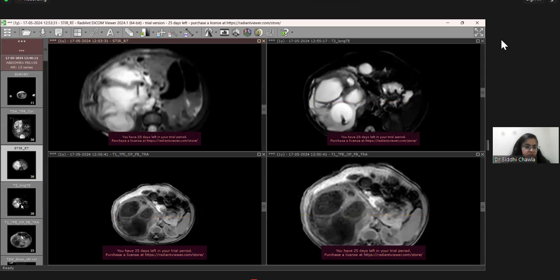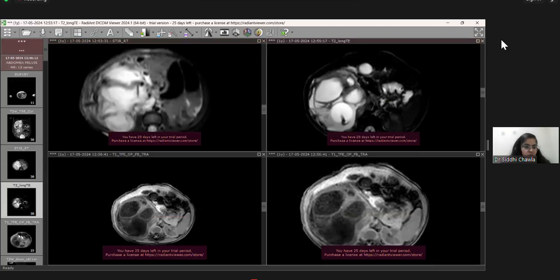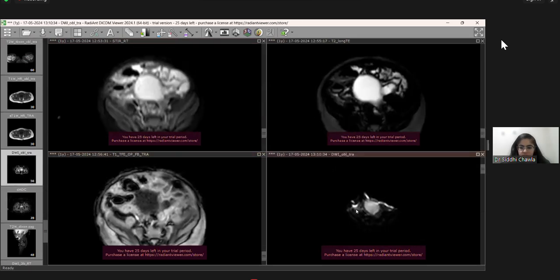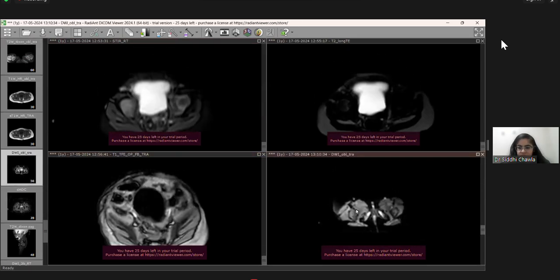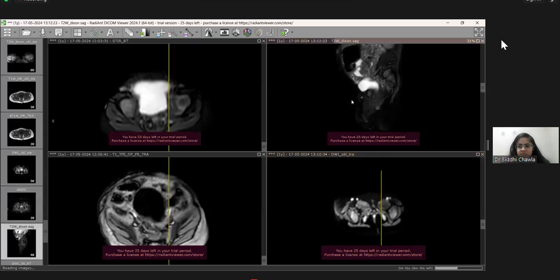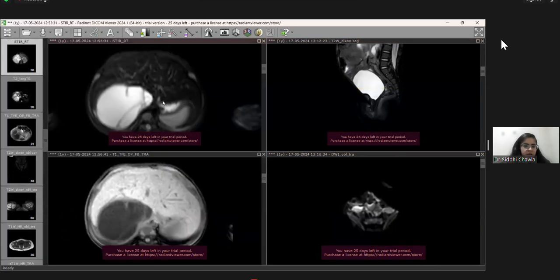We have STIR, we have a T2, we have a T1, and we have this diffusion. I think we do not have diffusion for the upper part, so we'll just leave it. Okay, so I'll just show you what we have on STIR.